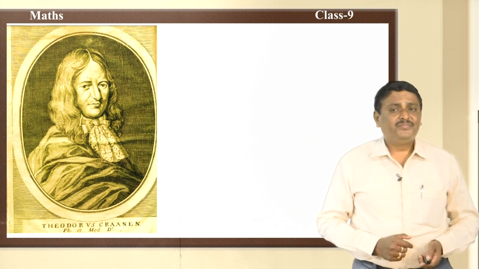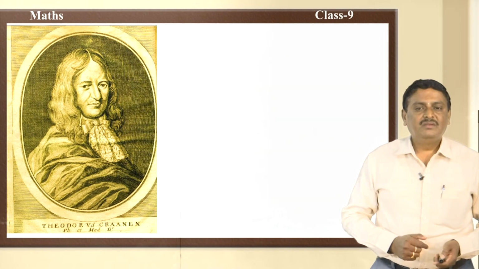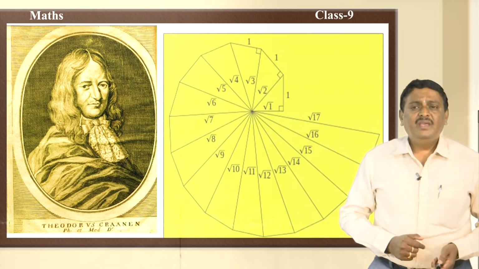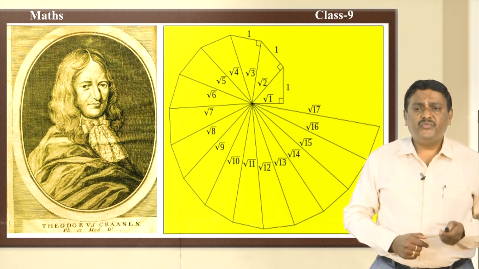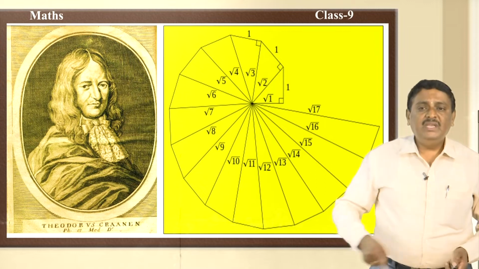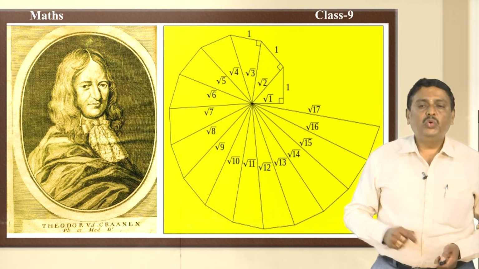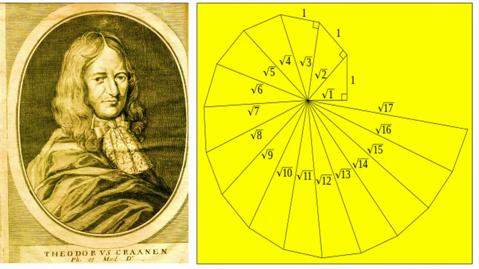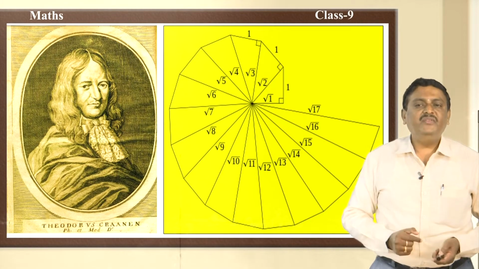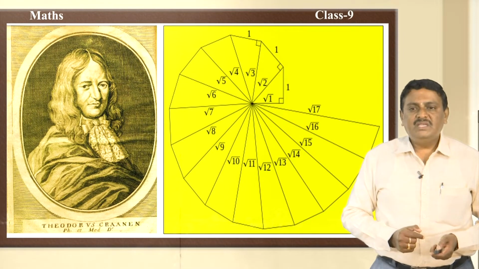Who is he? The great mathematician Theodorus. He represented square root of 2, square root of 3, square root of 4, square root of 5 up to square root of 17 in a single figure. So, we call this figure the Theodorus wheel. We appreciate his contribution to the development of mathematics. We can see here square root of 2, square root of 3, square root of 4 up to square root of 17, represented in a single graph.